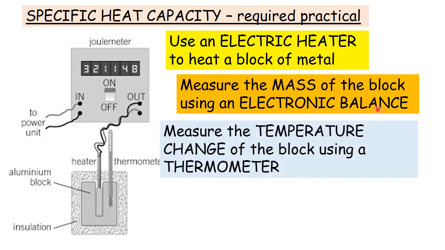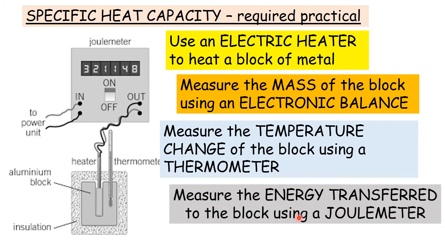Then, once we've heated it up, we can measure the temperature change, how many degrees the temperature went up, using our thermometer. Finally, we can measure how much energy went into the block by using the joule meter that's connected to the heater. Now we know the mass, the temperature change, and the energy transferred. We can use our specific heat capacity equation to work out C, our specific heat capacity.